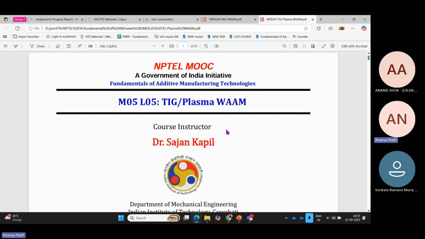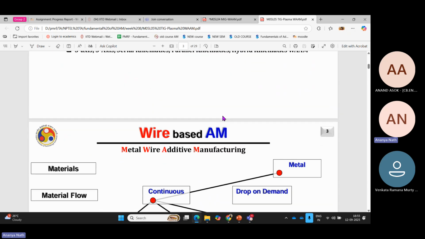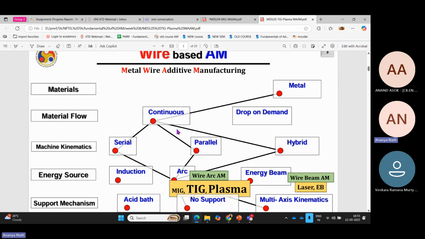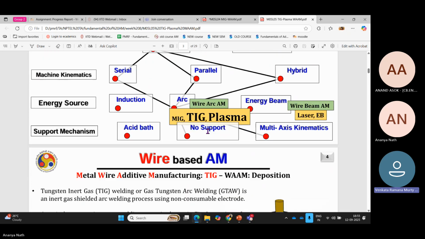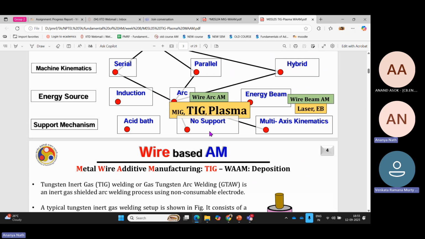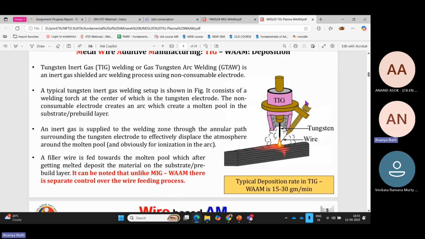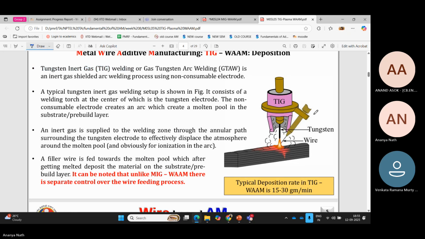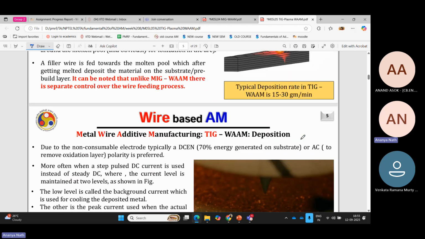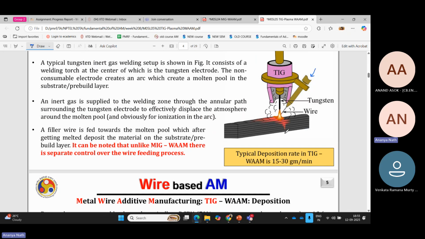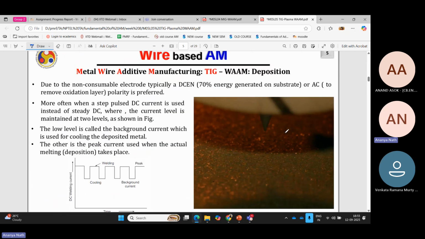So next is the TIG process and plasma. So instead of arc, you can use plasma as well. It's going to be the same thing, only instead of consumable wire, you are using a non-consumable electrode, and the wire is fed off axis. So this is your off axis wire coming from here. It's the same concept, but the polarity is going to be reversed from what we used in MIG.